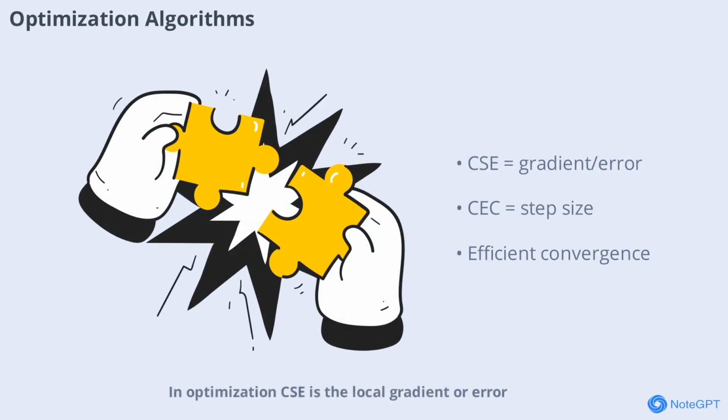In optimization, CSE is the local gradient or error, while CEC is the step size or temperature in simulated annealing. By adapting CEC based on CSE, algorithms can converge faster, avoid local minima, and balance exploration with exploitation. This adaptive approach is widely used in machine learning and metaheuristics.